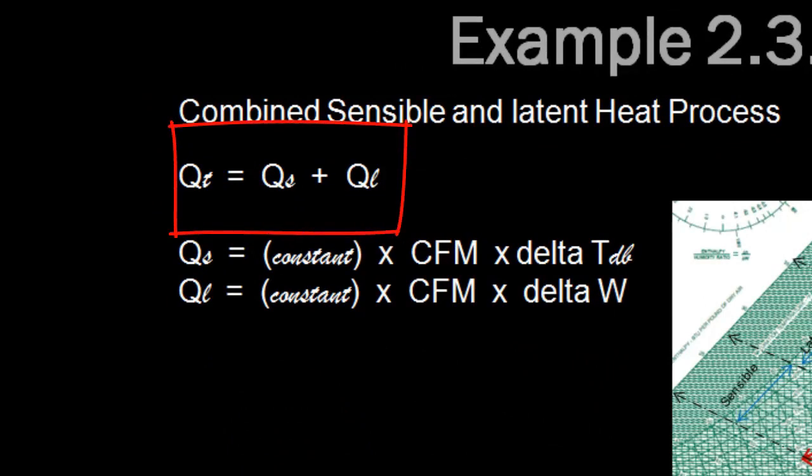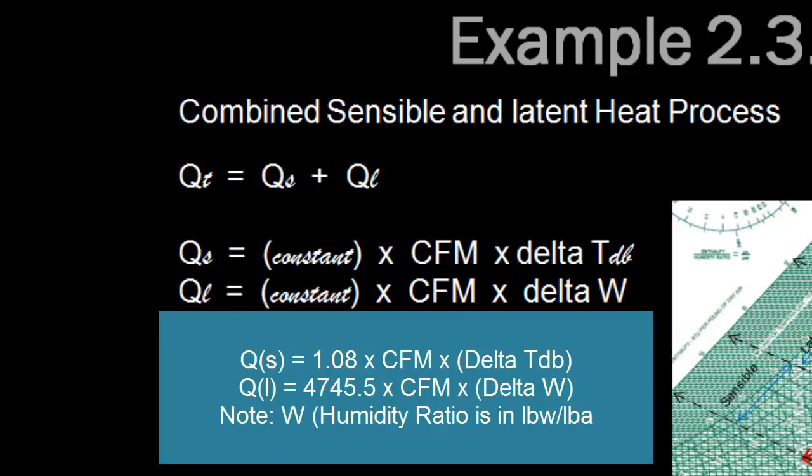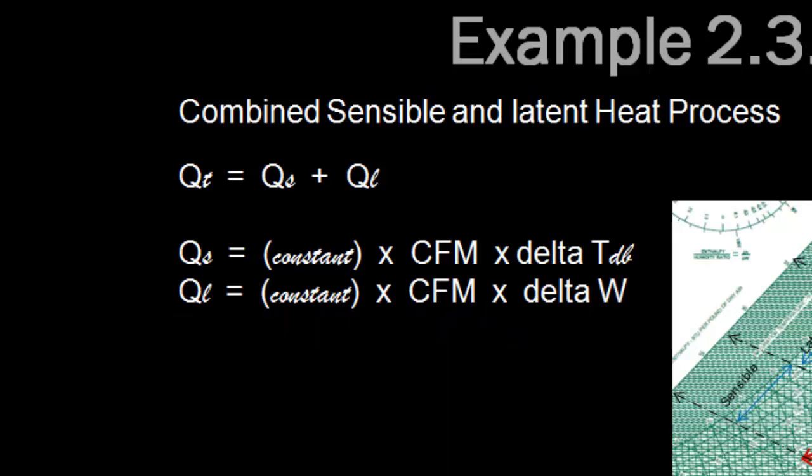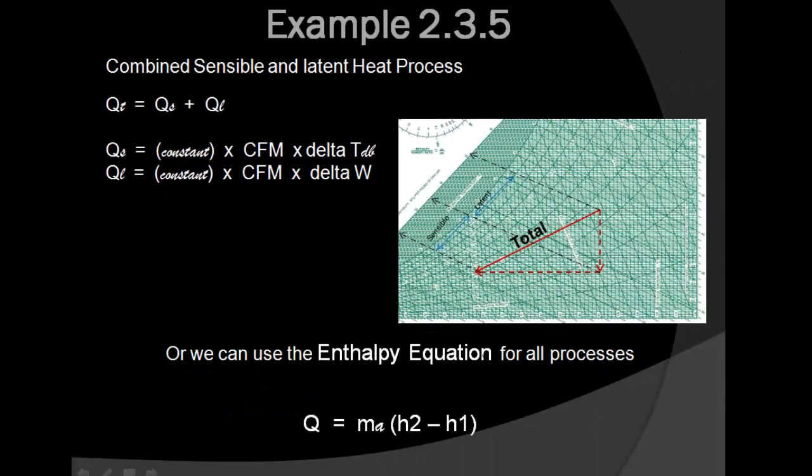And if our air flow rate is given in CFM, then our sensible component, Q sub S, is going to be some constant times the CFM times delta T. The latent component is going to be a different constant times CFM times the change in humidity ratio. As you can see, this gets pretty complicated right off the bat, and so there is actually an easier way to do this using the psychrometric chart and our enthalpy equation.